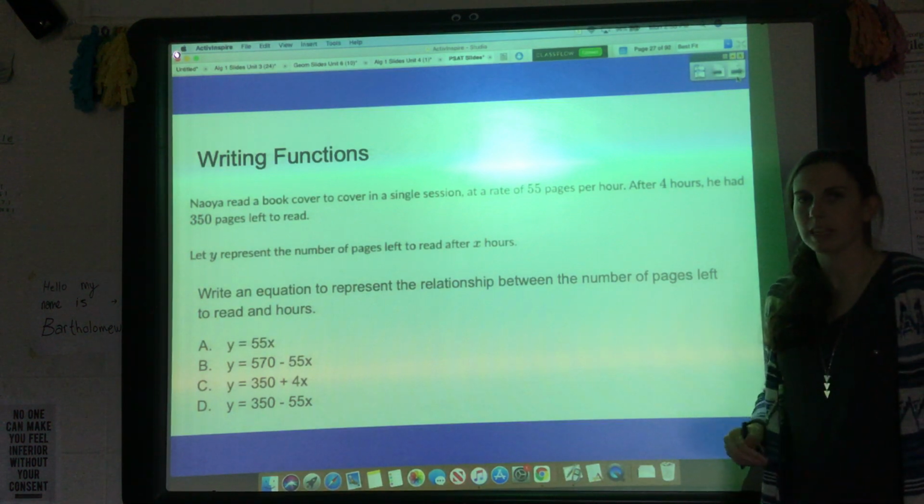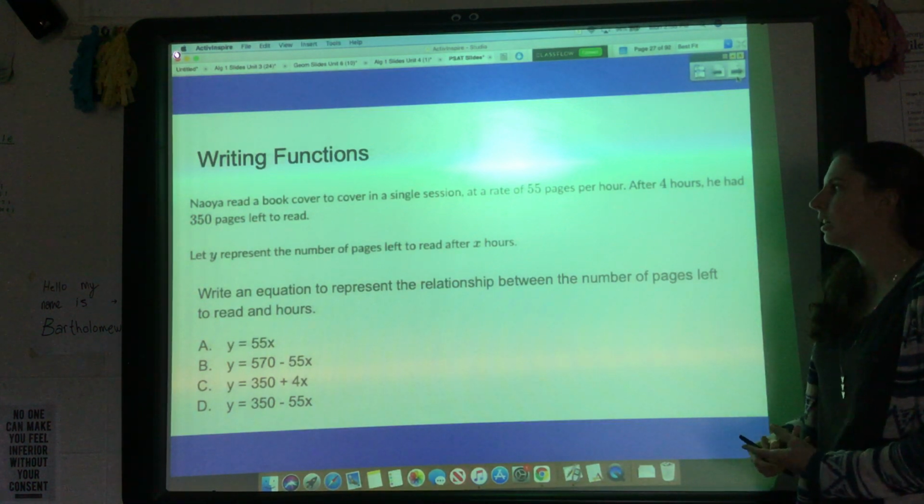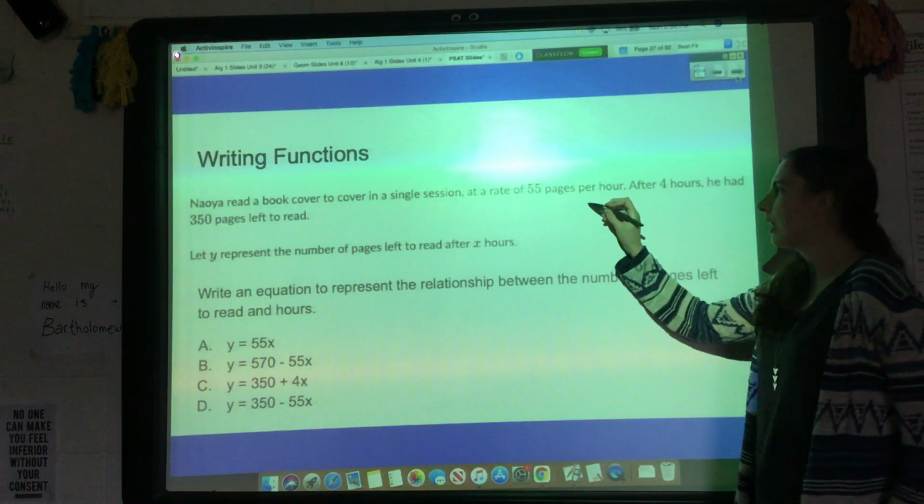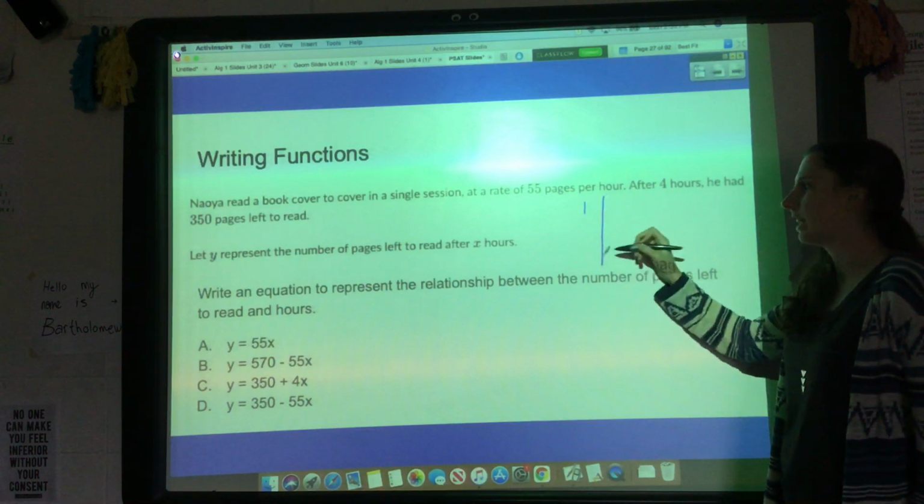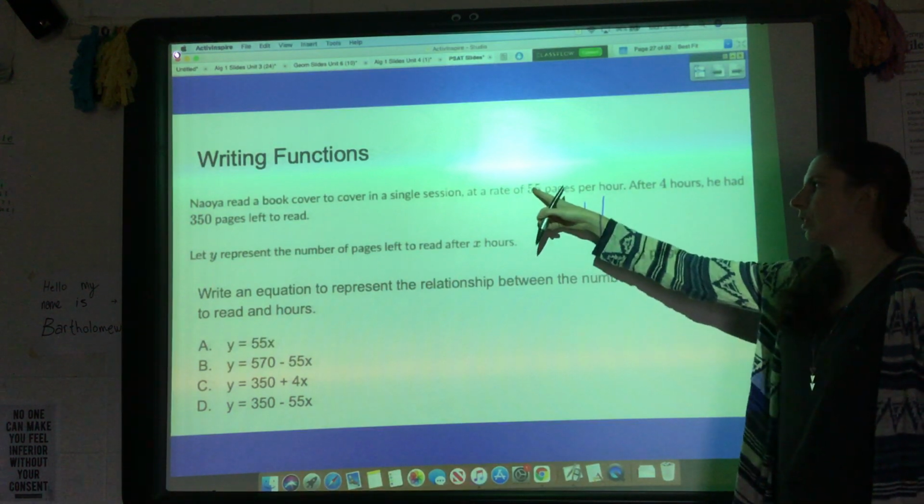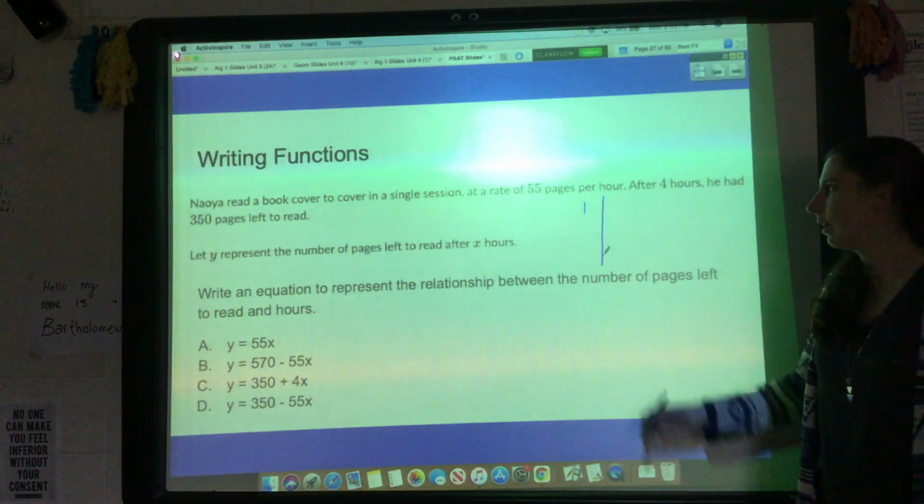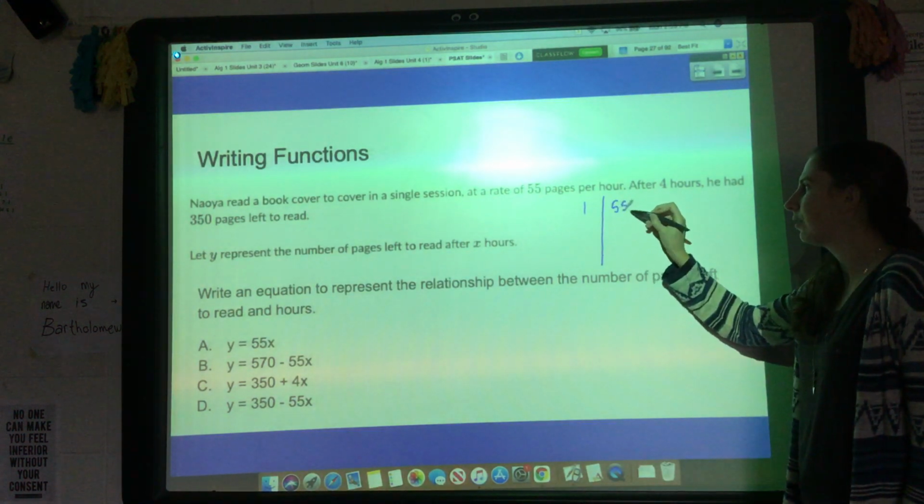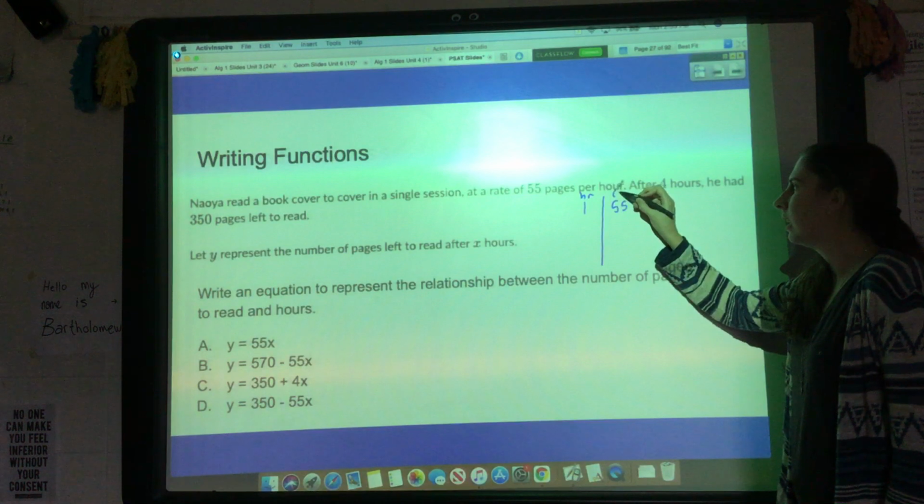It might help you to think through a few scenarios here. So like, after 1 hour, how many pages had he read? Well, if he's reading at 55 pages per hour, he's read 55 pages. So this is hour and pages.